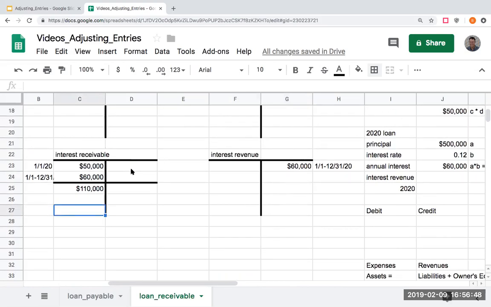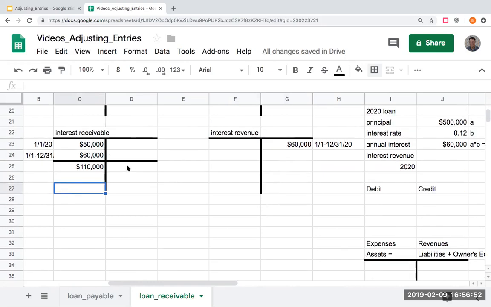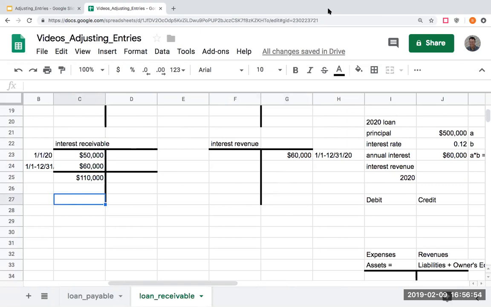The last thing we're going to do for this one particular question is see what happens when the borrower actually pays me back. What happens in that situation?